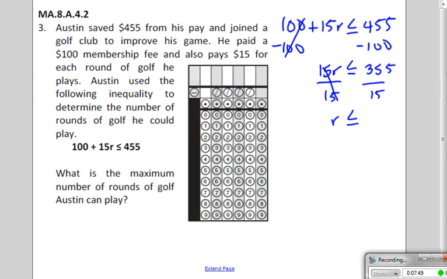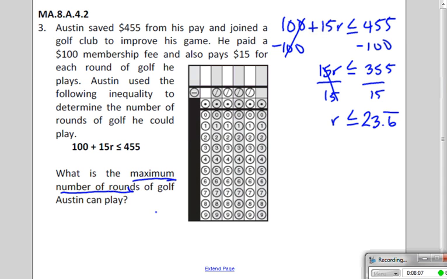And 355 divided by 15 is 23.6 continuing. Now, most people will get tripped up right here. So 23.6 is what we got from our calculations. But the question asks, what is the maximum number of rounds?